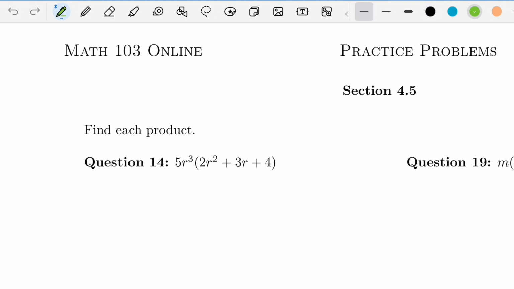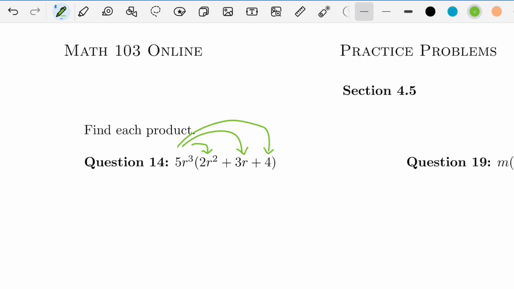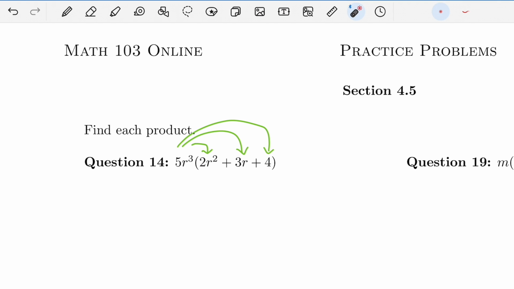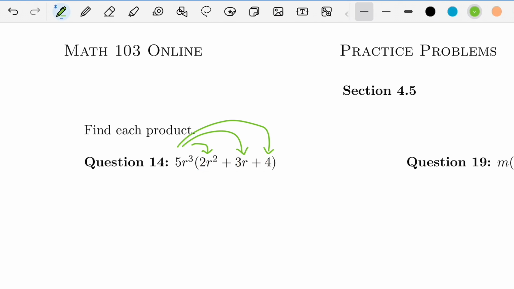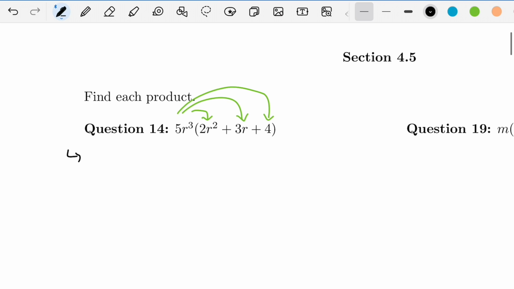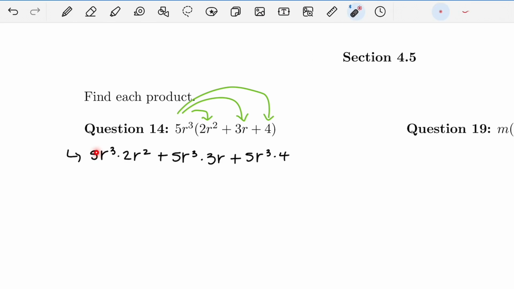So what's happening here is that this 5r cubed term is going to be distributed to every single term inside of our trinomial, or inside of the parentheses here. So it'll apply to every single term of this trinomial. So we're going to have 5r cubed times 2r squared plus 5r cubed times 3r plus 5r cubed times 4.